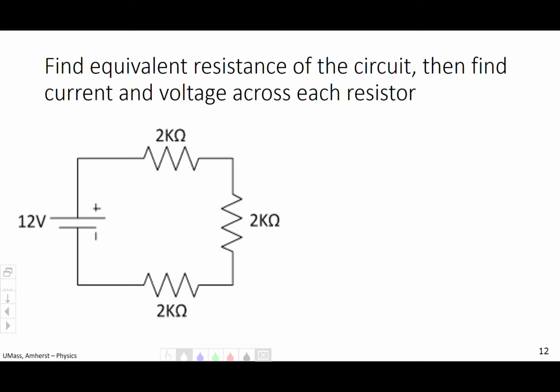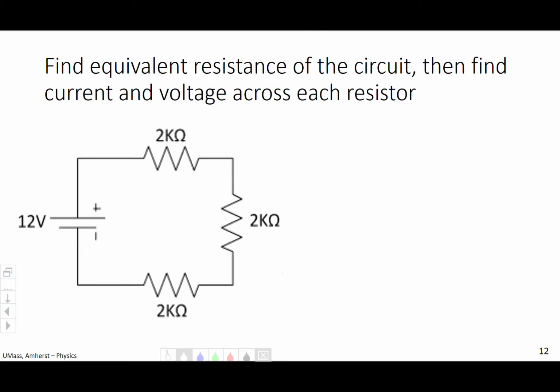Okay. Let's figure this out. Let's find the equivalent resistance of the circuit, then find the current and voltage across each resistor. This is going to tie back into Kirchhoff's voltage law, which we will talk about. So we see that first off, we have a 12-volt EMF source. All right, we have a 2 kilo ohm resistor here, 2 kilo ohm, 2 kilo ohm. Okay, so these are all the same resistor. And remember that this omega is ohms, okay, resistance.